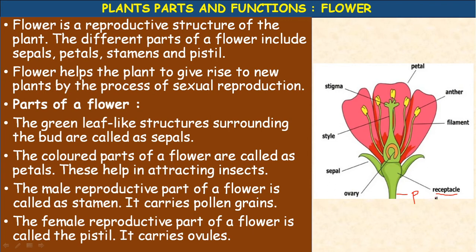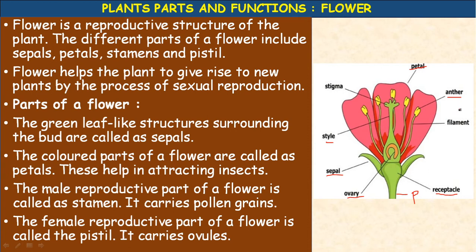There are four main whorls present. They are calyx or sepals, corolla or petals, these are the outer whorls, and androecium. Androecium is the male reproductive part, and gynoecium or ovary is the female reproductive part. Okay. So this gynoecium is divided into three parts: ovary, stigma, the sticky portion, and style.